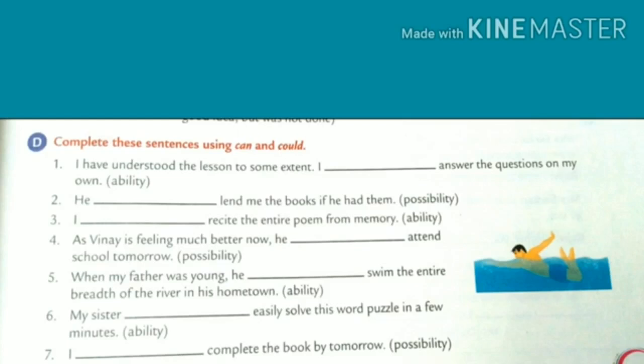Second one, he dash lend me the books if he had them. So we can use could. He could lend me the books if he had them. Third one, I dash recite the entire poem from memory. Answer is can. I can recite the entire poem from memory. Do the remaining 4 sentences using the clue they have given in brackets.